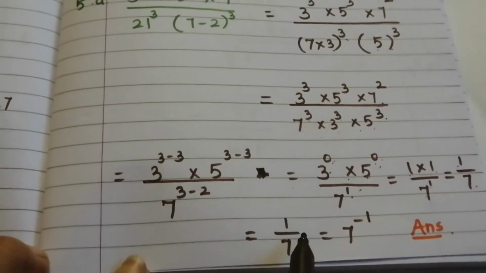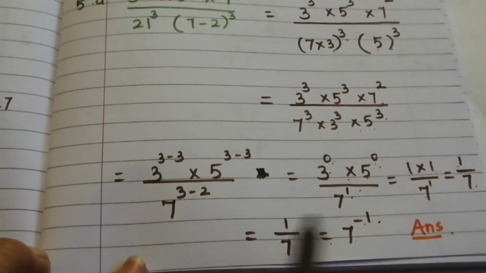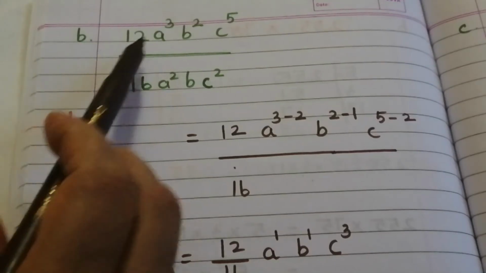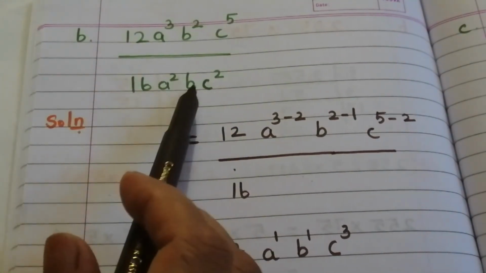So 1 by 7, this is equal to 7 power minus 1, negative exponent. So the answer is 7 power minus 1. And problem B, 12a cube b square c power 5 divided by 16a square b c square.